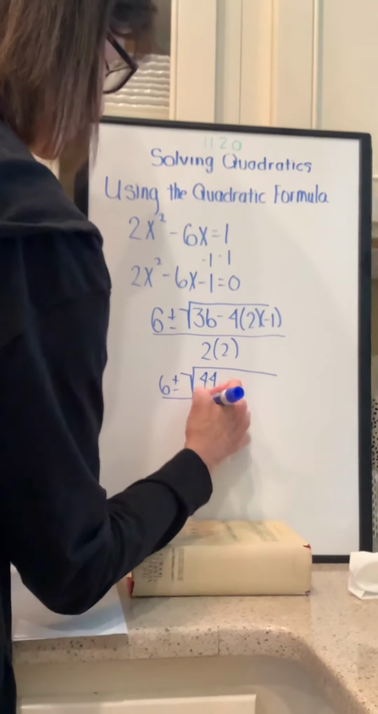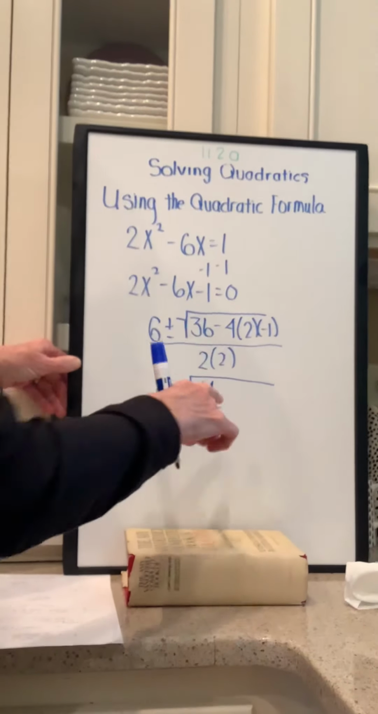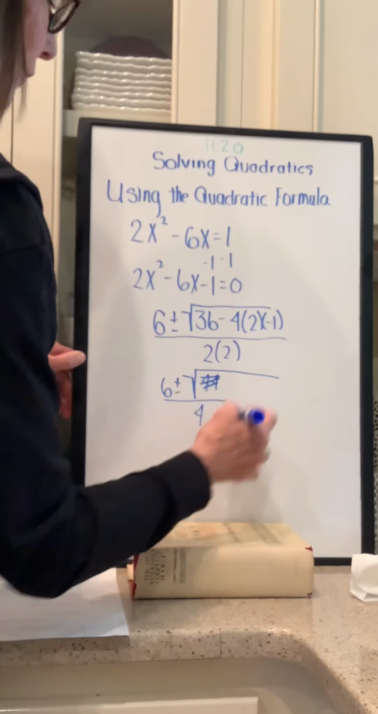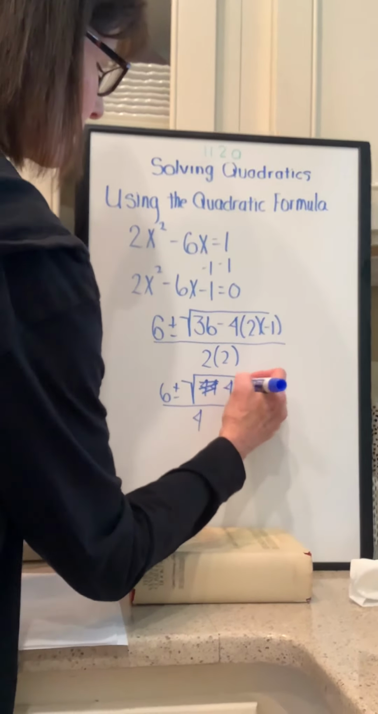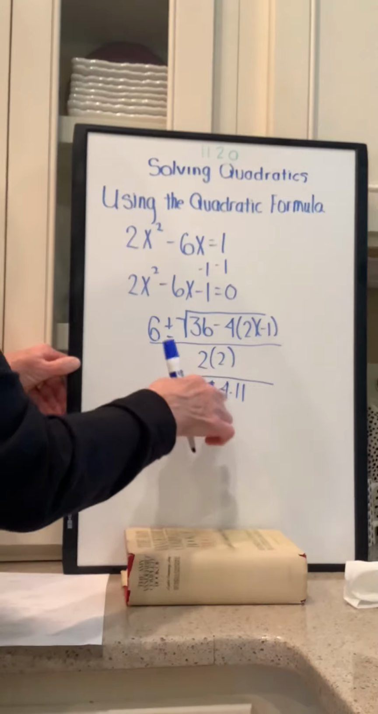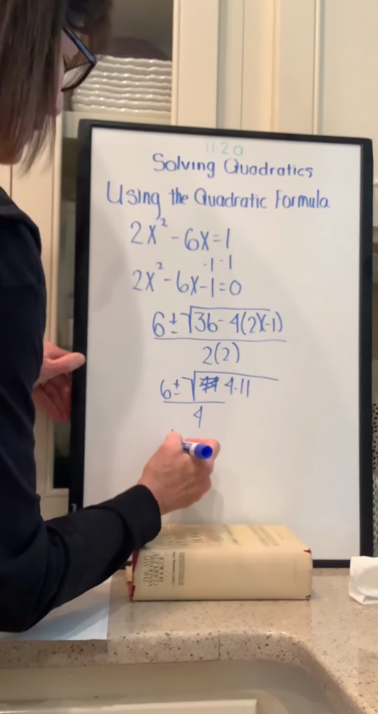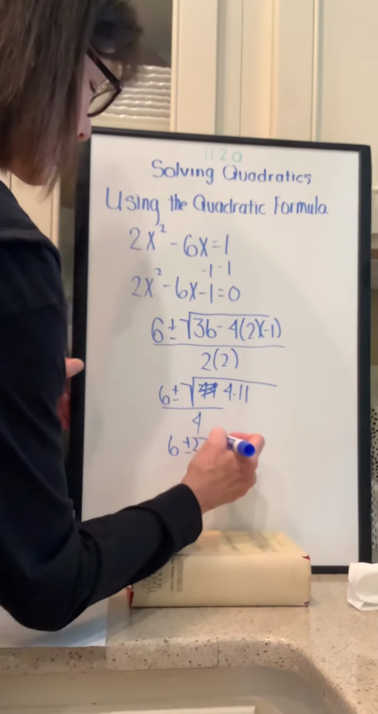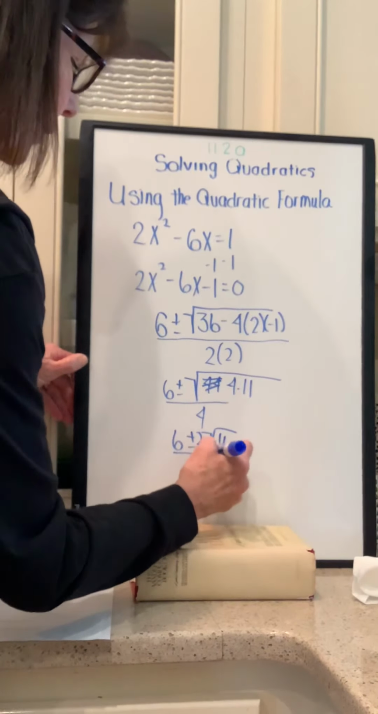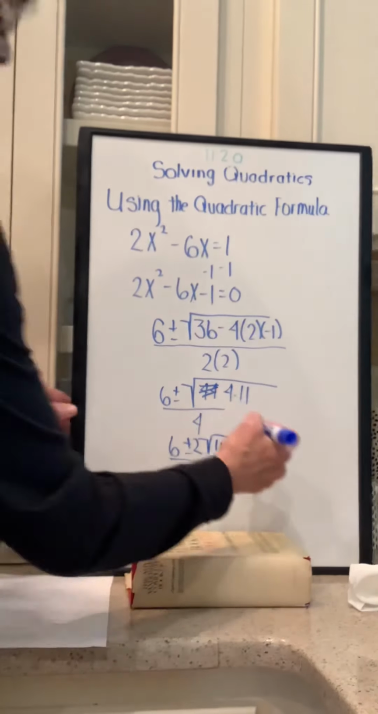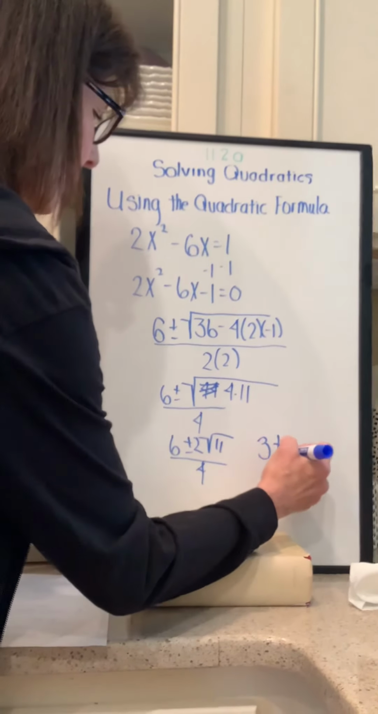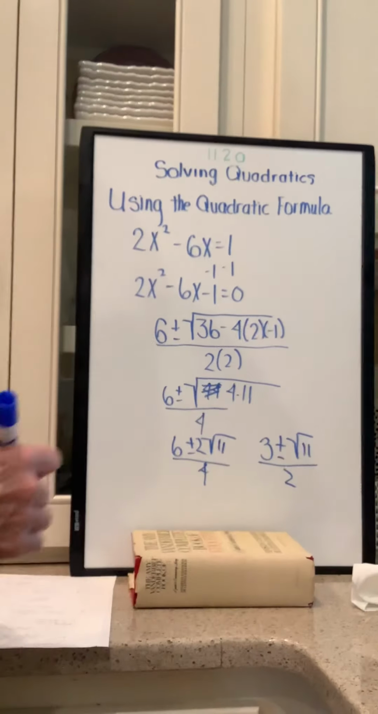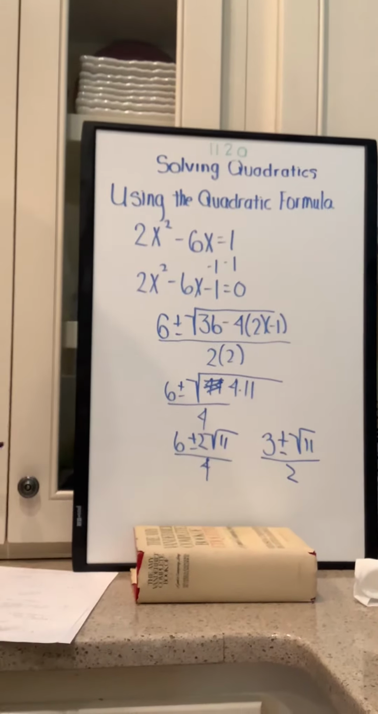All that's over 4. Remember you can't leave a perfect square inside a radical. 44 is the same thing as 4 times 11. We can take the square root of 4 out, which is 2. So that's 6 plus or minus 2 times the square root of 11 over 4. 2 goes into all of those, so your answer is going to be 3 plus or minus the square root of 11, all over 2.